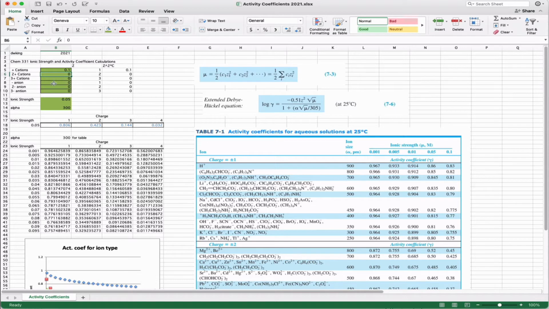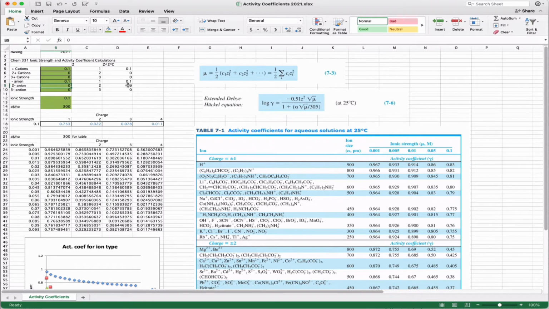And I have to do that for the anion too, so I put in 0.1. And so now there's my sodium contribution to ionic strength. There's my nitrate contribution to ionic strength. I sum them together to get 0.2, and I multiply it by 1/2. And so my ionic strength is the same as the concentration of my 1-to-1 electrolyte.